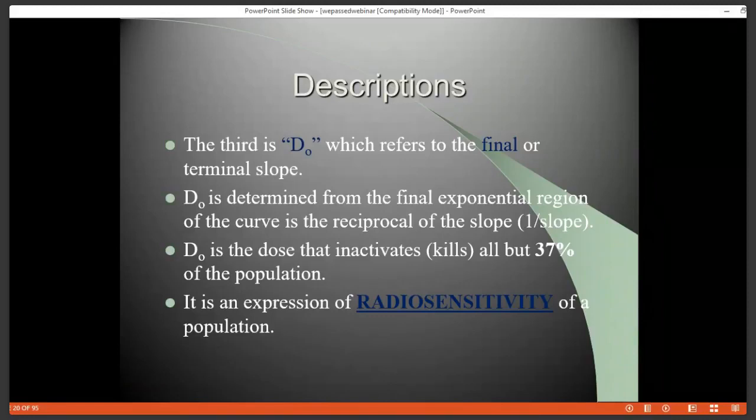This is really an expression of radiosensitivity. Lower D0 doses mean that lower amounts of radiation cause 63% cell kill or 37% cell survival, while something with a higher D0 dose requires more dose to kill exactly the same amount. So we can compare radiosensitivity using D0 doses that we get from this terminal portion of the curve.